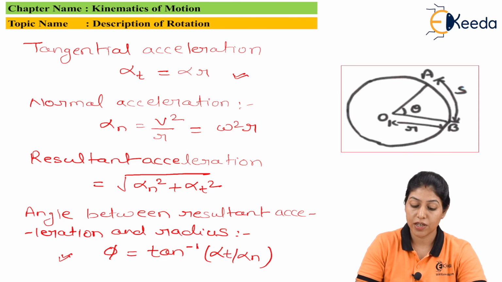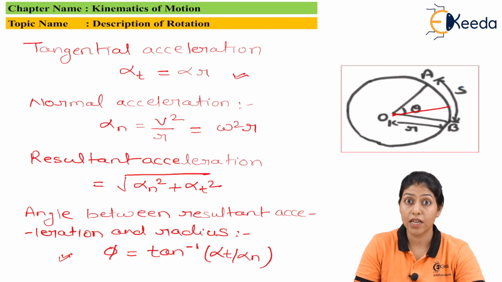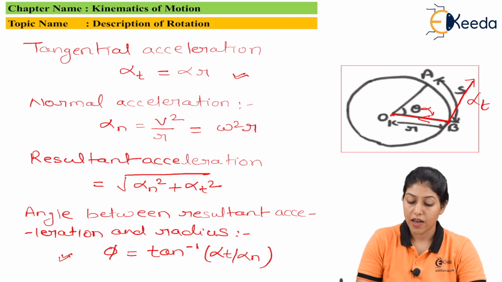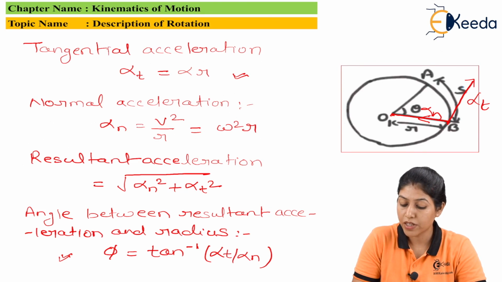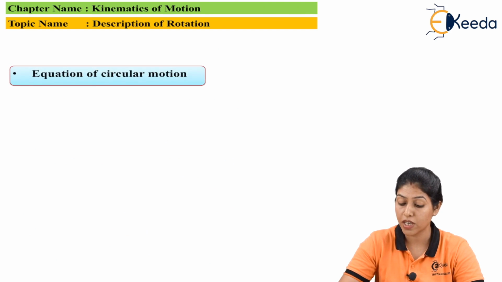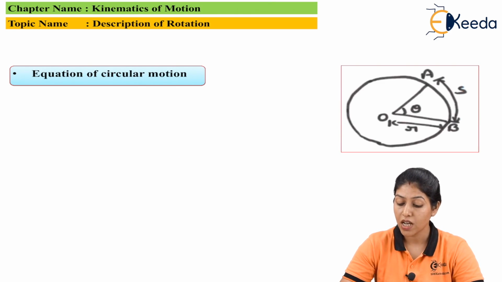This alpha t is generally representing the tangential acceleration, and it is due to the change in magnitude of the tangential velocity, and this normal acceleration is considered here in this particular direction. This alpha n we are considering in the normal direction or toward the center. If we consider this is the point, then alpha t will act somewhere here and alpha n will act somewhere here towards the center. This is along the normal component of velocity or normal component of angular velocity, and alpha t is representing the change in the tangential component of the velocity. So this is the complete description of rotation.